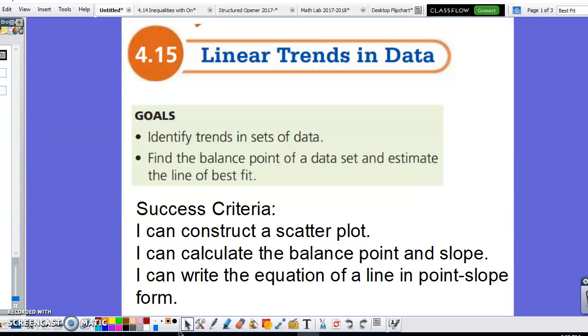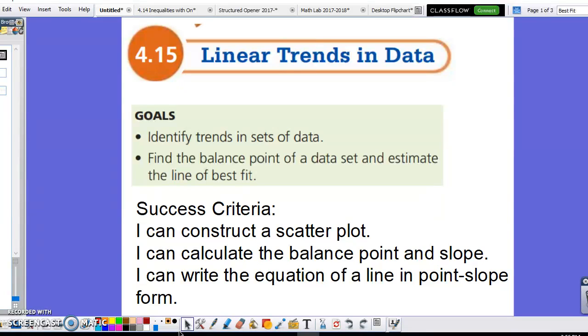We'll spend a lot of time in class talking about that. And what we're going to really focus on in this video is the second goal of finding the balance point of a data set and estimating the line of best fit. So to be successful with this, there's a few things you need to be able to do. The first one is that you can construct a scatter plot. Second thing, be able to calculate the balance point and calculate the slope, so two calculations. And then the last thing, if you can write the equation of a line in point-slope form.